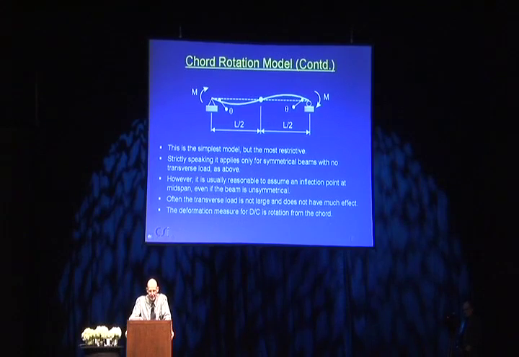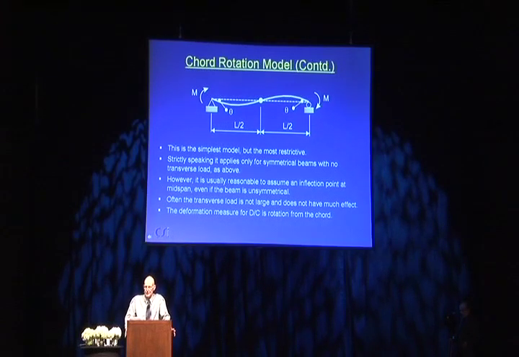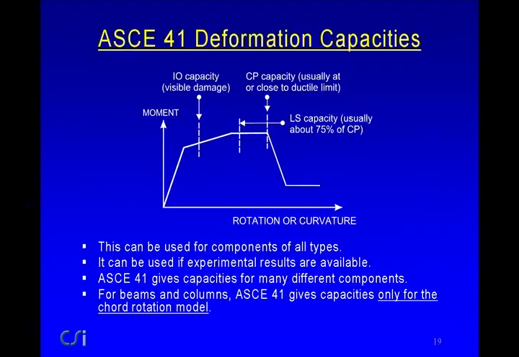And the deformation measure now is directly the rotation from the chord. Theta is shown in the diagram there. Now notice that if it was hinge rotation, it's like the plastic hinge rotation. Here we're talking about the total end rotation. Now those are the five different models. I'll say a little more about them in a moment.